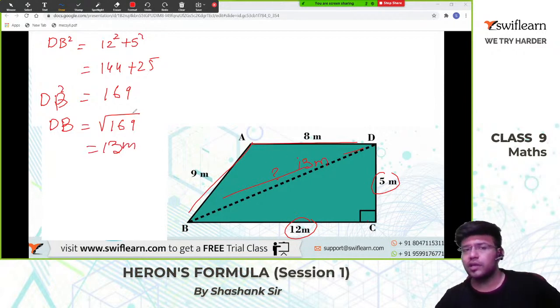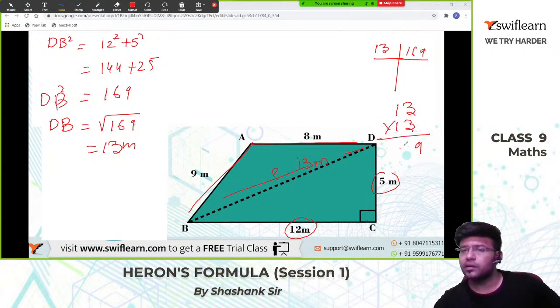Yes sir, how did the square root of 169 come out as 13? Simple, factorize it. 169 comes in the table of 13. It is divisible only by the odd prime number 13, not by any other number. So 13 into 13 is 169. Check this out: 3 3s are 9, 3 1s are 3, 3 1s are 3, 1 1 is 1. Add this, we get 169.